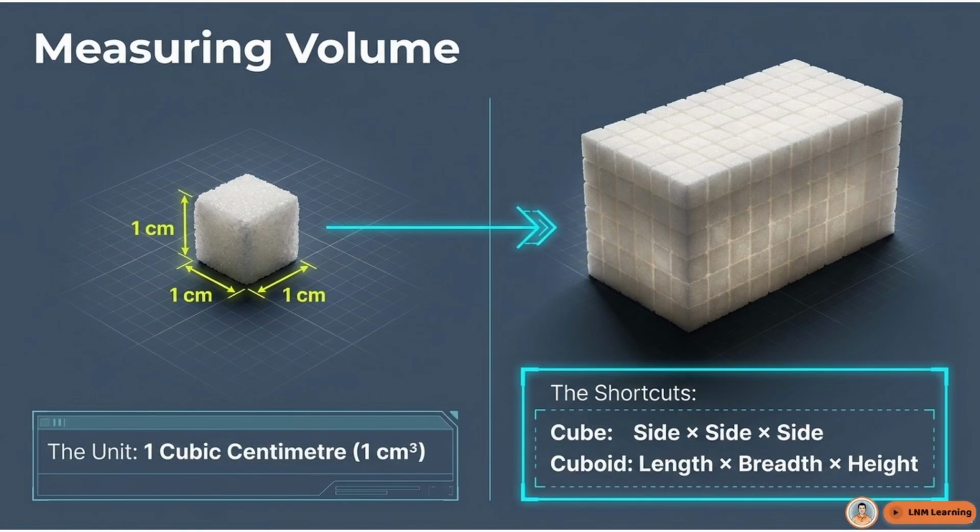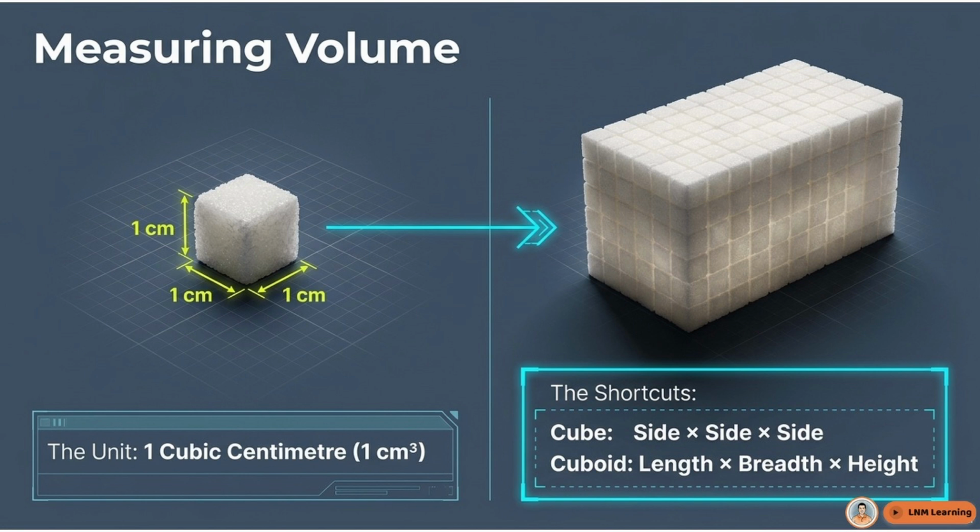Now let's see how we can measure the volume of a regular solid object. Imagine a tiny cube, 1 centimeter on every side. For a neat cube, there's a shortcut, side times side times side. And for a cuboid, it is length times breadth times height. Same for a brick, just multiply all its 3 sides. The SI unit of volume is cubic meters.